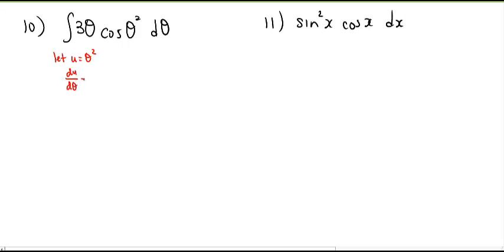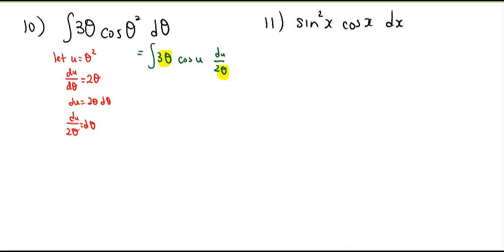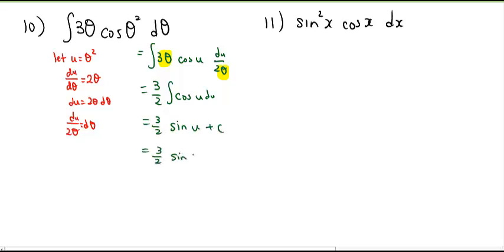Remember, our variable is theta in this case. We'll solve for d theta. We'll make the substitutions now. So 3 theta cosine of u, and then d theta is du over 2 theta. Good, and that 3 theta over 2 theta simplifies to, you got it, 3 halves. Then you're just doing the integral of cosine u du. That's nice, because that's just sine of u plus c. 3 over 2 sine of u, which is theta squared plus c.